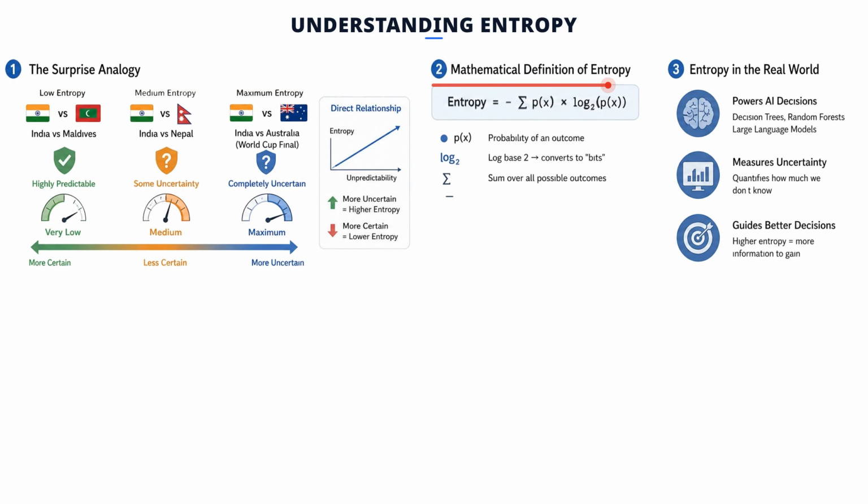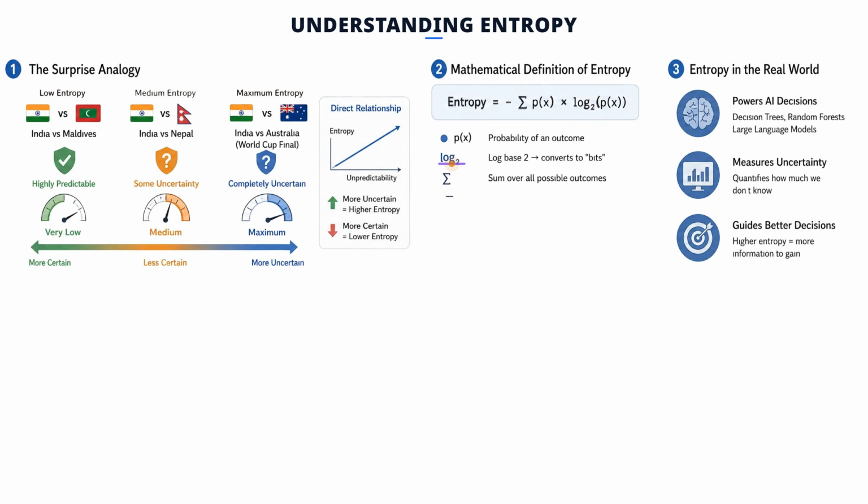Let's look at Shannon's formula for entropy right here. Let's break it down piece by piece. First, this term represents the probability of a specific outcome happening. Next to it, we use a log-based operation which essentially converts these probabilities into units called bits. This is how we measure our surprise.